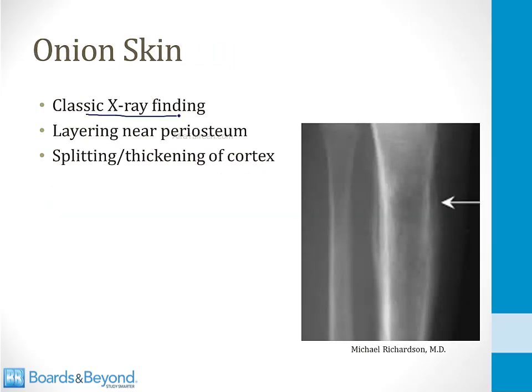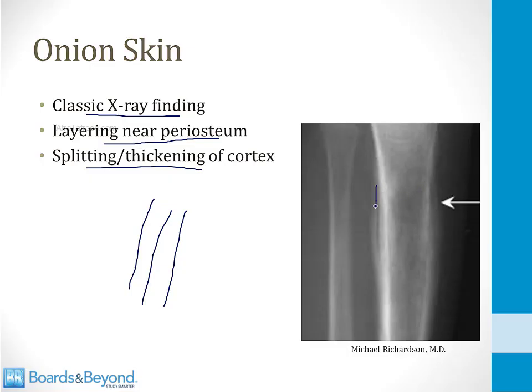Onion skinning is a classic X-ray finding seen in Ewing sarcoma. Onion skinning refers to layering of bone near the periosteum. This happens because these tumors tend to split and thicken the cortex, so you get layers of bone that look like this, and these resemble the skin of an onion. There's one example on the screen here.